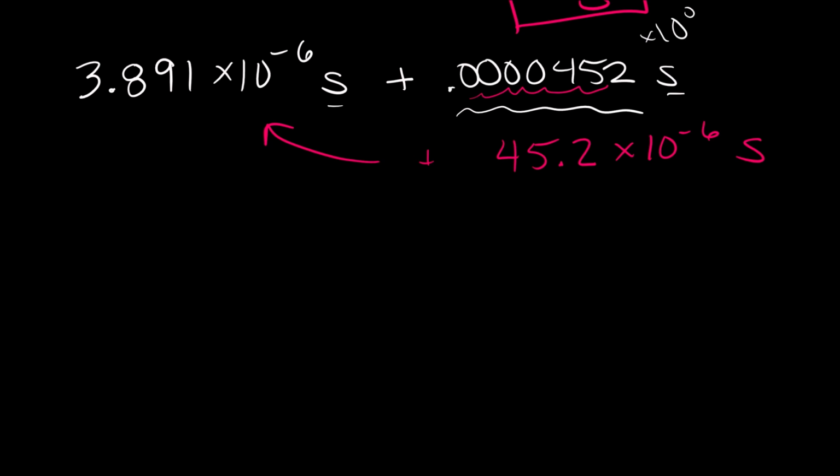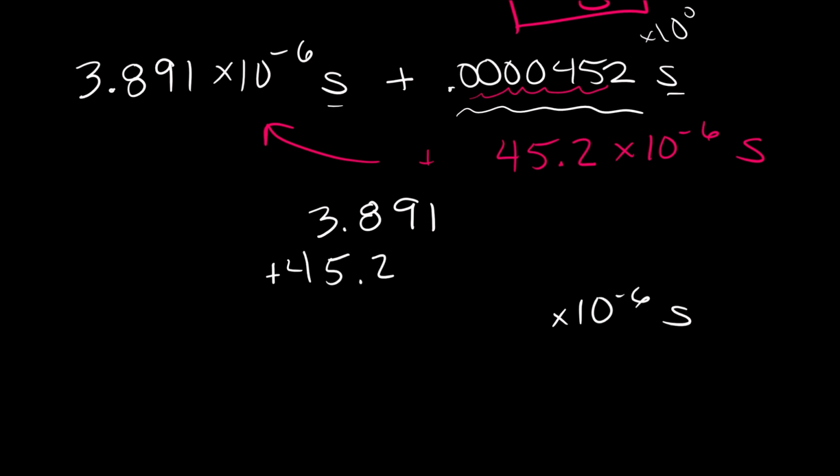If you do this out longhand, which you might not do very often, let's just show it, because if you line it up and draw a line, it's nice to be able to visually see where you should round. So we have 3.891, and our powers of 10, we know our answer is going to be times 10 to the negative 6 because we've changed both of them to times 10 to the negative 6 now. And then I'm going to add to that 45.2.